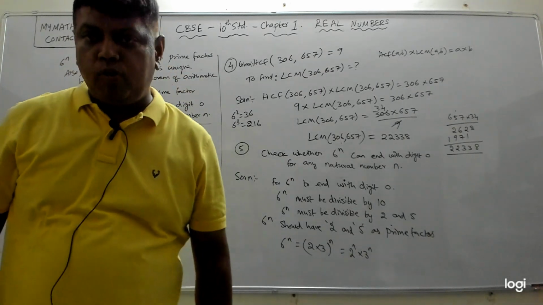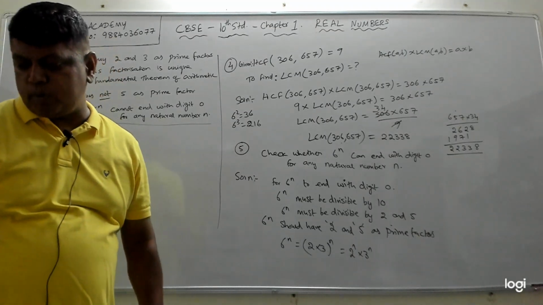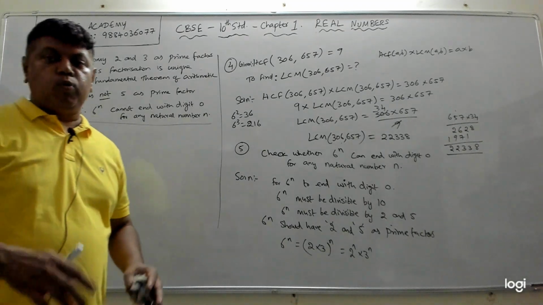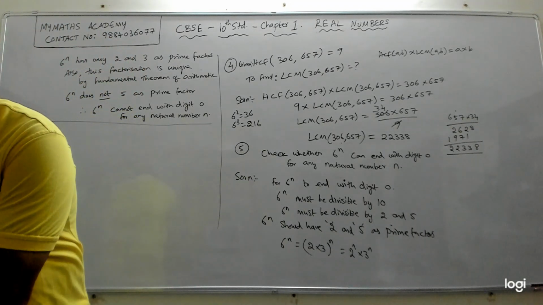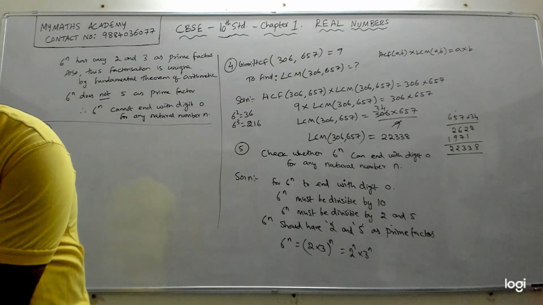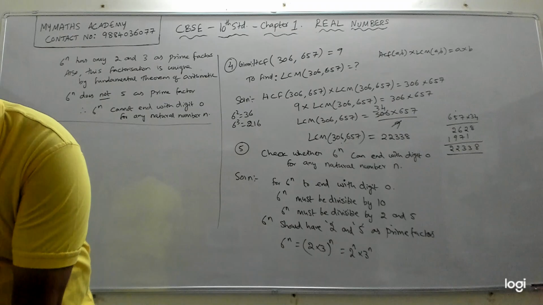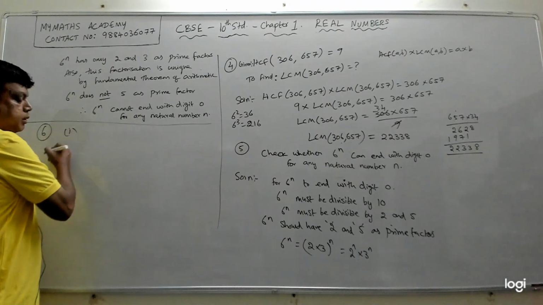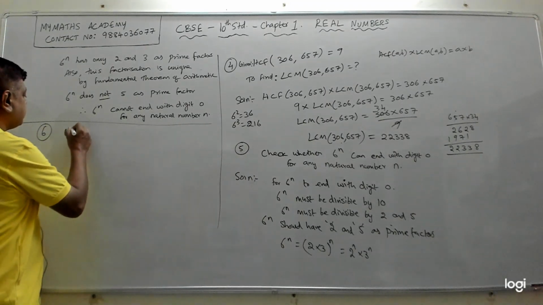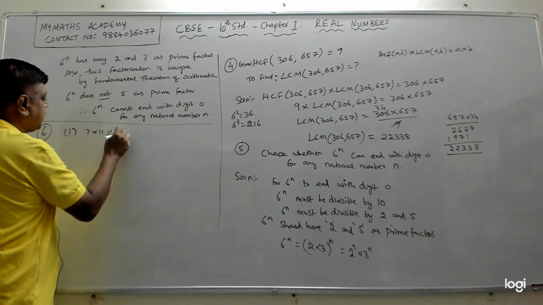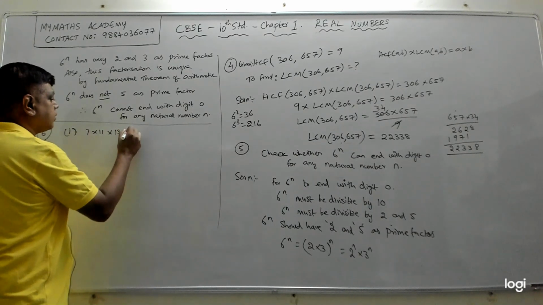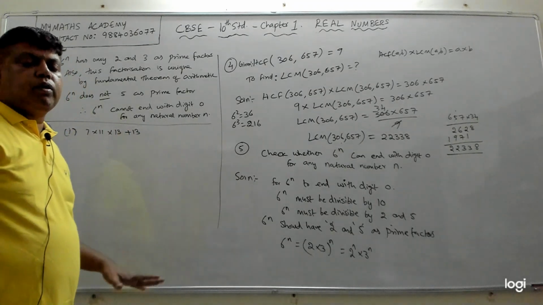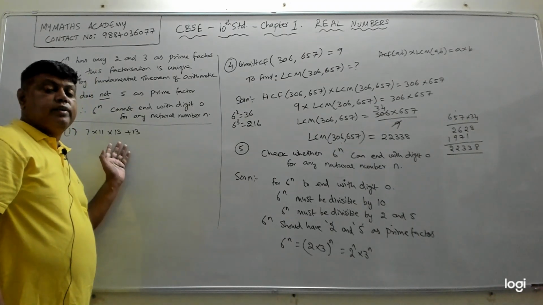Fine. Now let's go to the sixth one. The sixth problem says: explain why 7 into 11 into 13 plus 13 and 7 into 6 into 5 into 4 into 3 into 2 into 1 plus 5 are composite numbers. There are two parts. First part is we have to explain why 7 into 11 into 13 plus 13 is a composite number, why it is not a prime number.